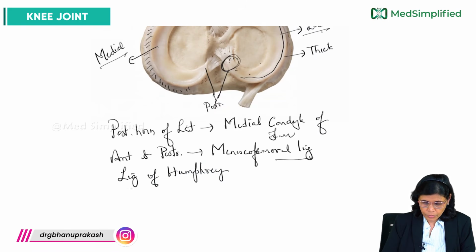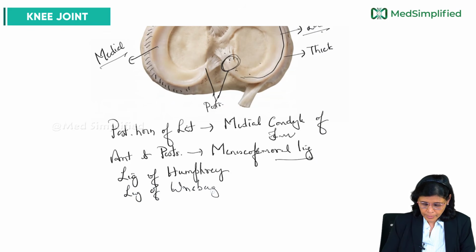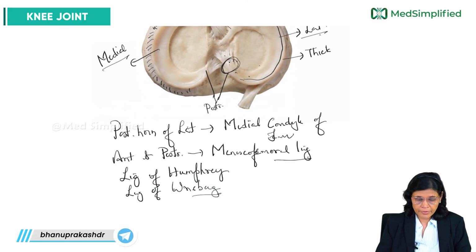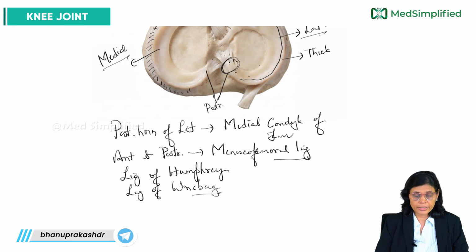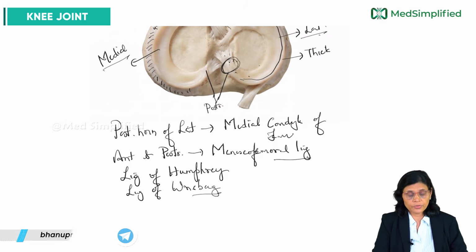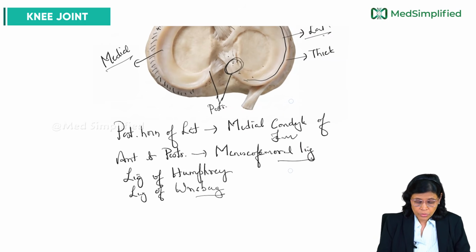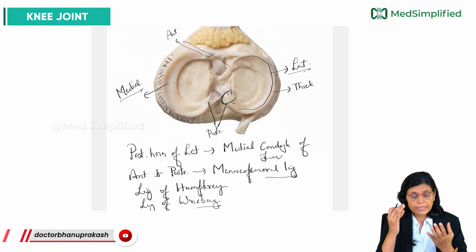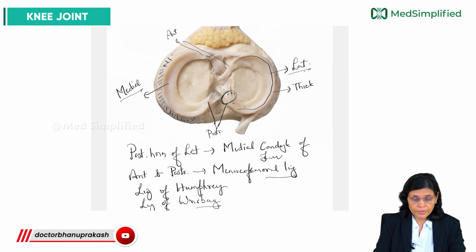And the posterior one is known as the ligament of Wrisberg. These ligaments play a very important role in regulating the movements of the lateral meniscus, especially during the extension of the knee joint. The medial and lateral menisci are very important, one, because they increase the concavity of the tibial condyles, so as to form a better congruence with the femoral condyles.